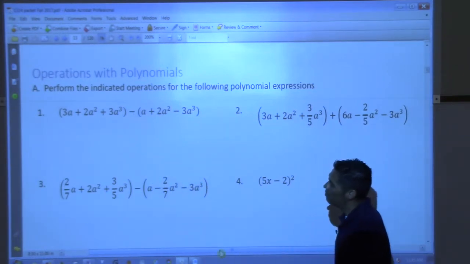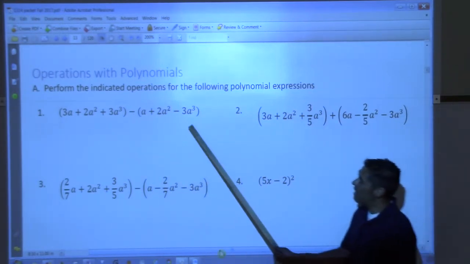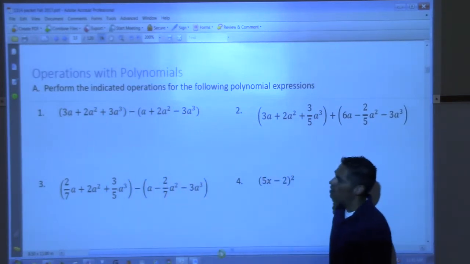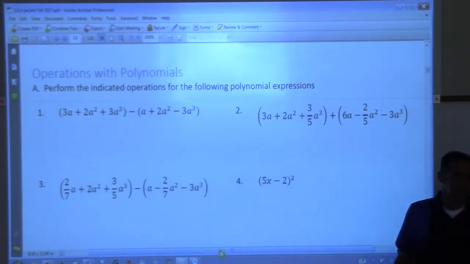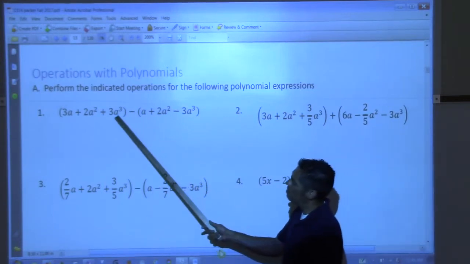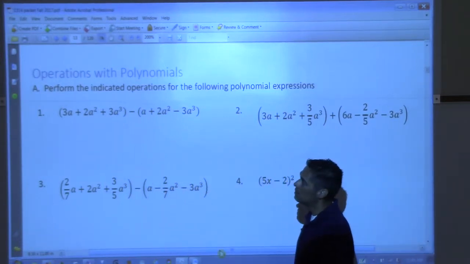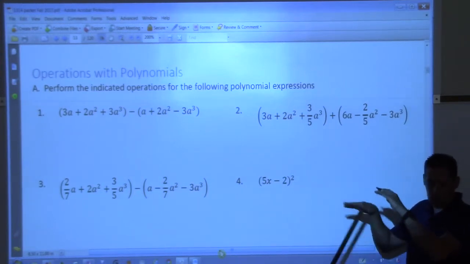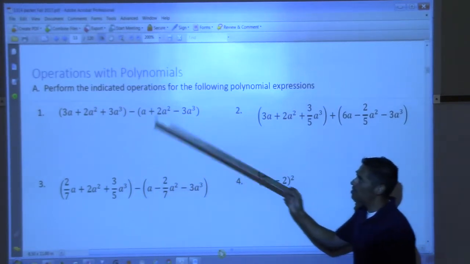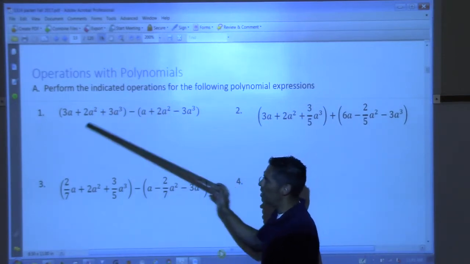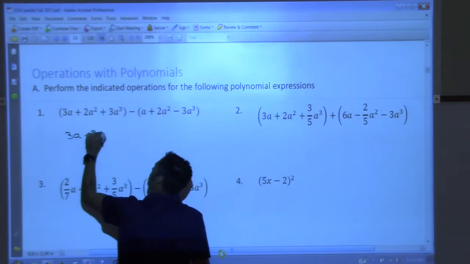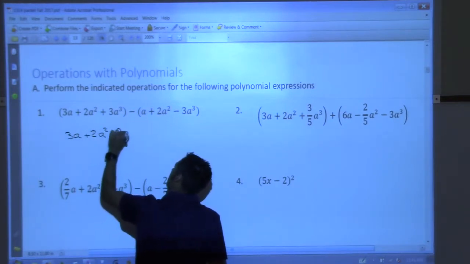So the only thing I can really do, because I can't combine these together, and I can't combine these together, is to hopefully try and drop those parentheses out. So what can I do to the parentheses on this first one, and why? Yeah, just basically multiply by 1, which is going to drop them, right? So I'm going to drop the parentheses on the first one. Nothing is going to change in here. So 3a plus 2a squared plus 3a cubed.